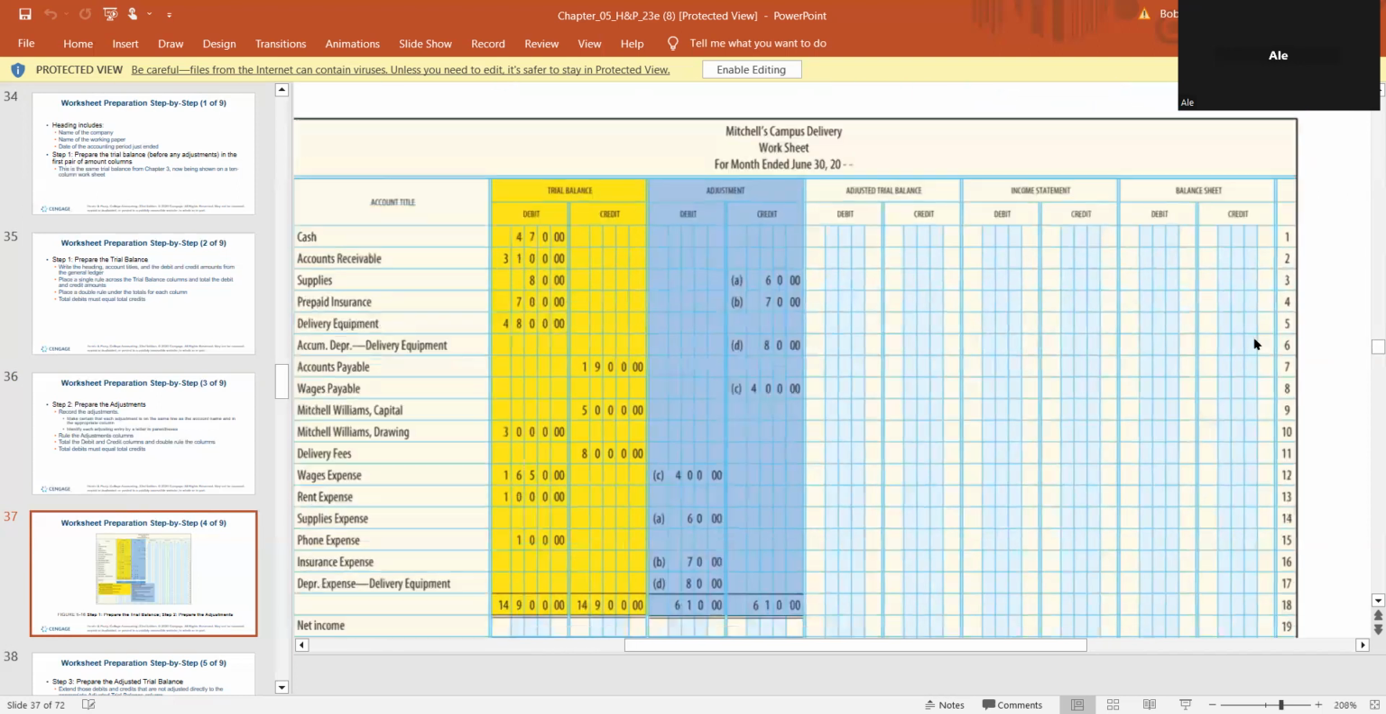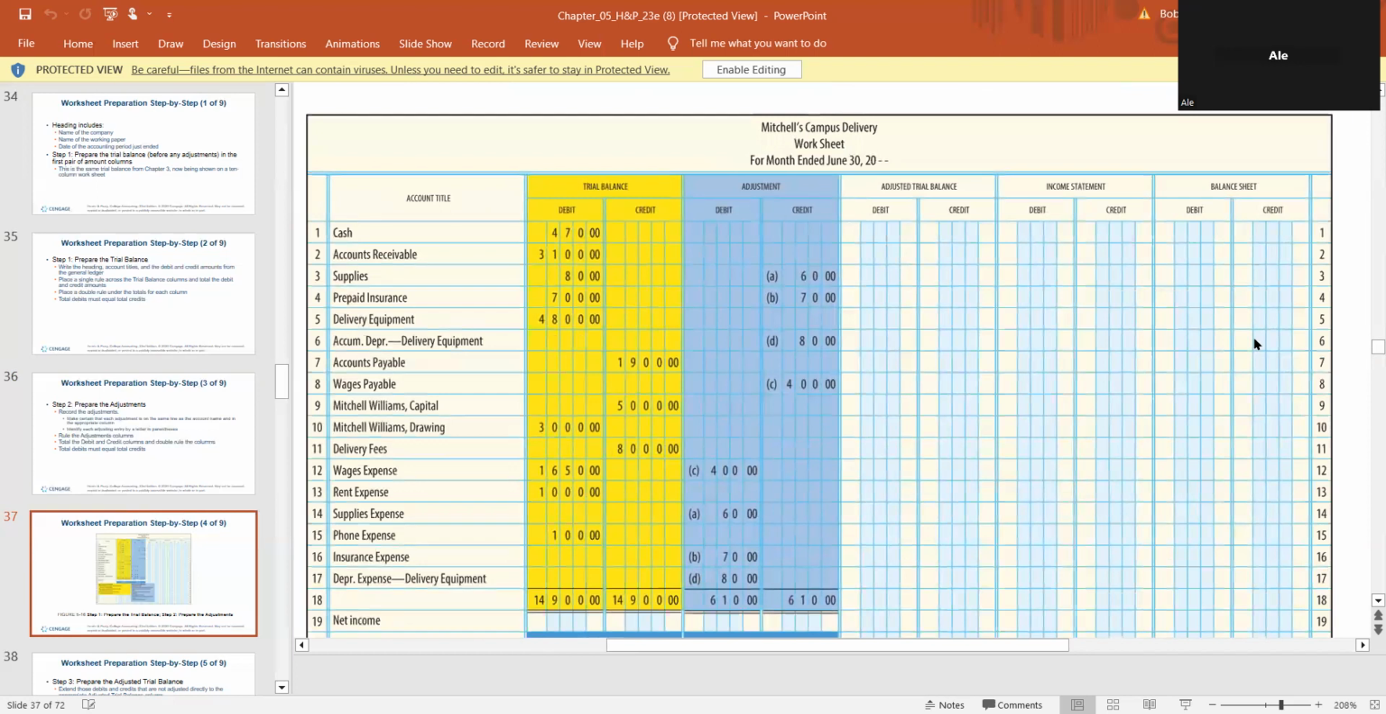So let's look at our adjusting journal entries here. Let's start from top to bottom. Supplies: we used $60 worth of supplies. We had 80, we used 60. That means we're going to have to put 20 on here on the adjustment line, on the adjusted balance line. Insurance was 700. Now we used 70.